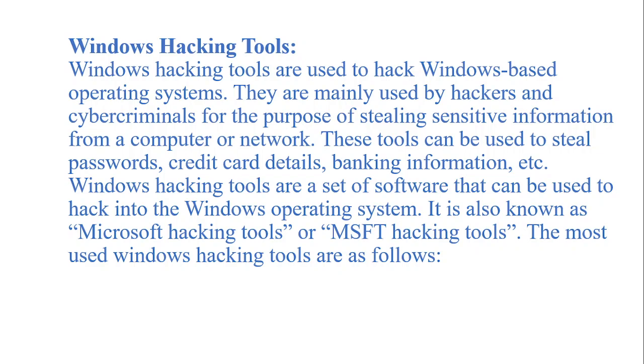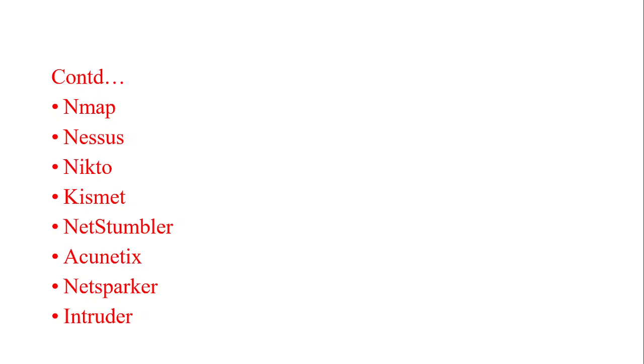Now, let us see what are the various Windows hacking tools. They are used to hack Windows-based operating systems. They are mainly used by hackers and cyber criminals for the purpose of stealing sensitive information. These tools can be used to steal passwords, credit card details, banking information, and other login credentials. Windows hacking tools are a set of software that can be used to hack into the Windows operating system. They are also called Microsoft hacking tools or MSFT hacking tools. The most common tools are as follows: Nmap, Nessus, Nikto, Kismet, NetStumbler, Acunetix, NetSparker, and Intruder.